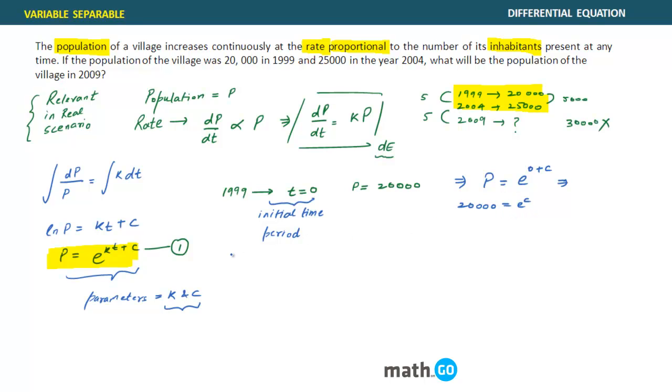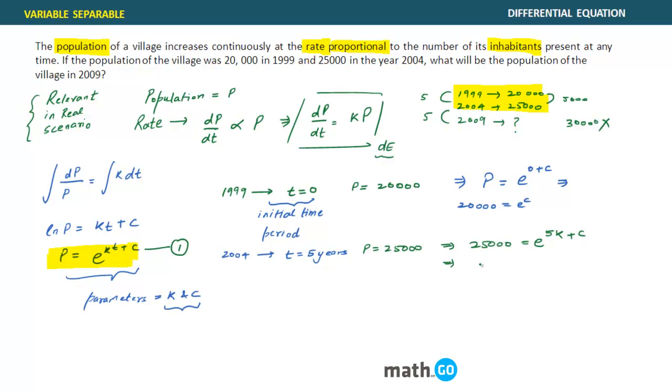Okay, now you also need to find K here. For what is given, that in 2004, how much time period has elapsed? Yes, 5 years have elapsed. So t is equal to 5 then, right? What is the value of P then? P becomes 25,000. So what will be the relation then? 25,000 is equal to e raised to power 5K plus C.